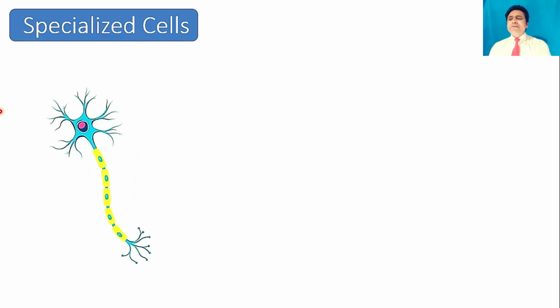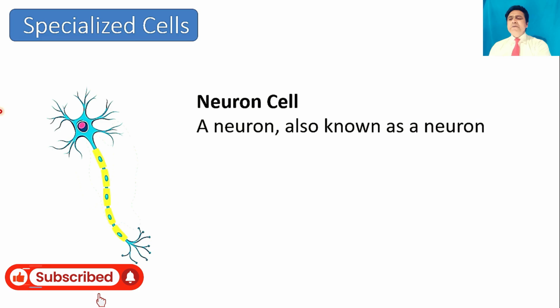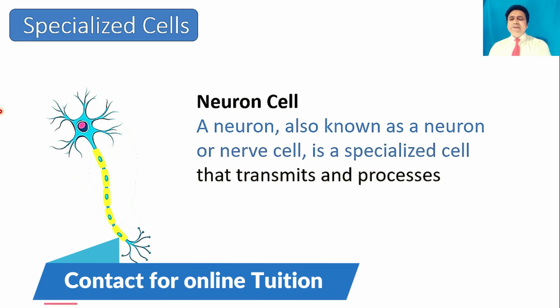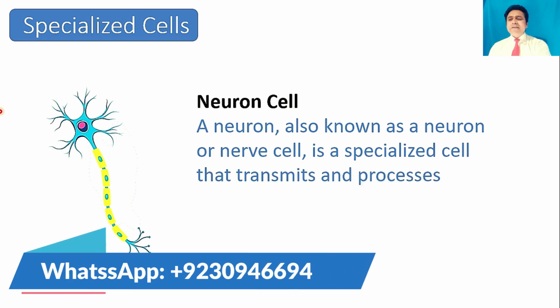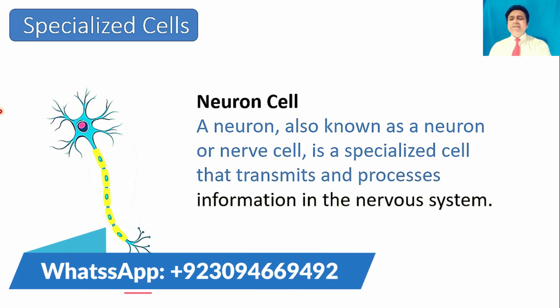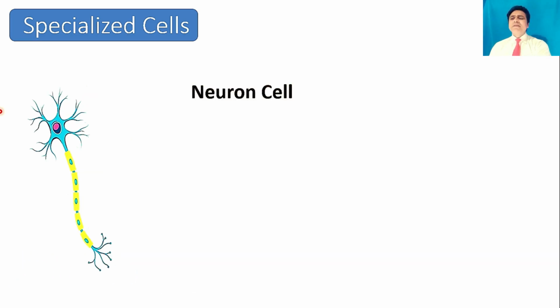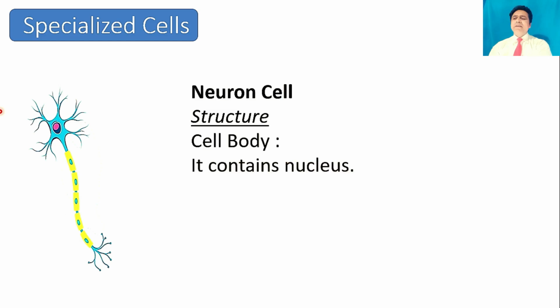This is the neuron cell. A neuron, also known as a nerve cell, is a specialized cell that transmits and processes information in the nervous system. Structure of neuron cell: cell body. This is the cell body. It contains the nucleus.